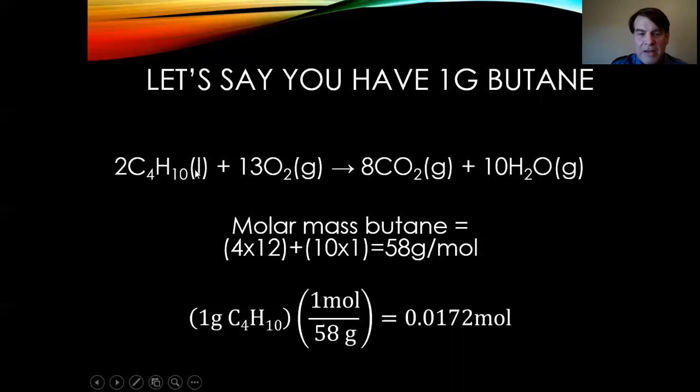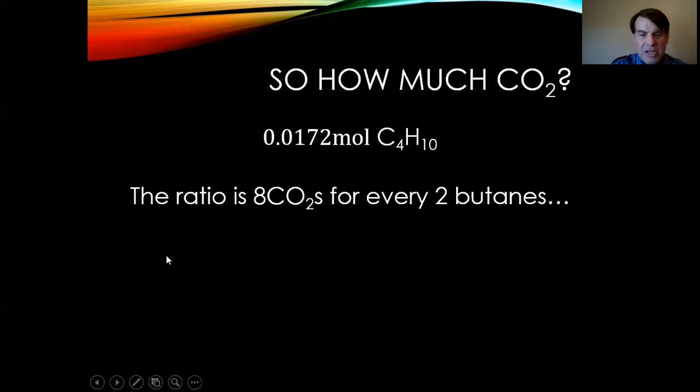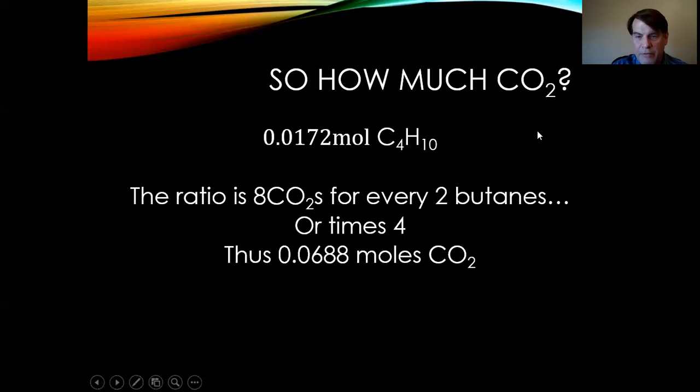If I simplify, I'm going to get 4 times as many moles of carbon dioxide as I have butane, right? 4 times as many. The ratio is 8 carbon dioxides for every 2 butanes. So I'm going to multiply this 0.0172 moles by 4, and if this reaction proceeds, I'm going to get 0.0688 moles of carbon dioxide. All right?